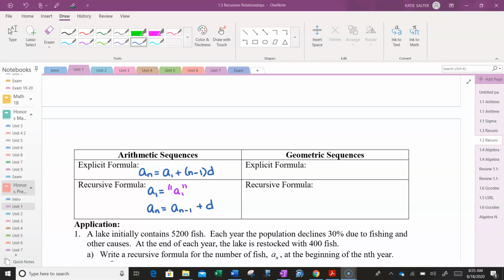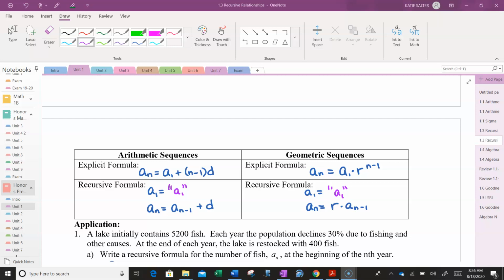All right, for the explicit formula and recursive formula for geometric sequences, our explicit formula is the one we've been using. And then our recursive formula is that a sub 1 is equal to whatever that first term is, but a sub n will equal r times a sub n minus 1. All right, so that's really neat. That's pretty easy. You can even just study the formulas.